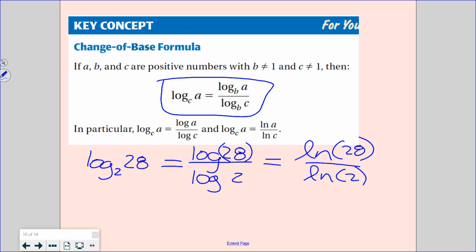Let's go 3 decimal places today. 4.807. Now try it with the natural log.